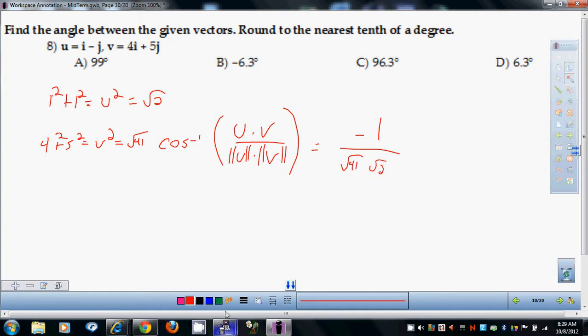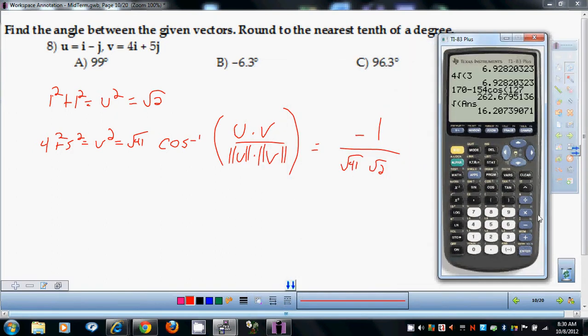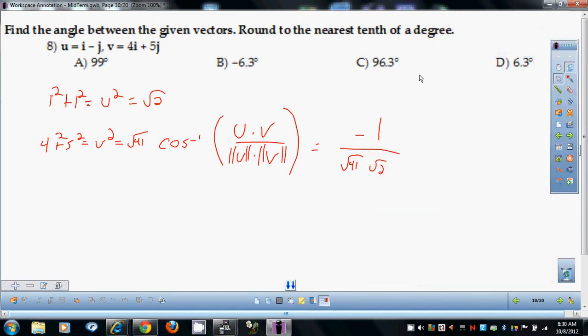Then I take cosine inverse of that whole thing. Now you can punch it in all at once, but it's easier parentheses-wise to do it one step at a time. Divided by the square root of 2. Second cosine of that equals 96.3 degrees. So see, that's what it's looking like. And yes, it is. Very good.